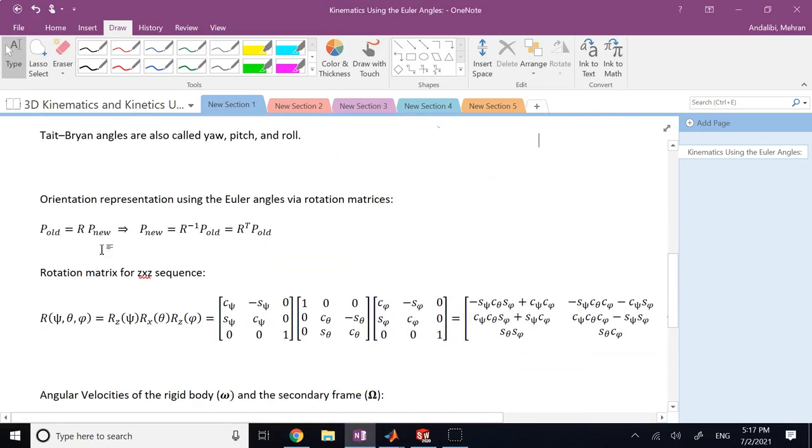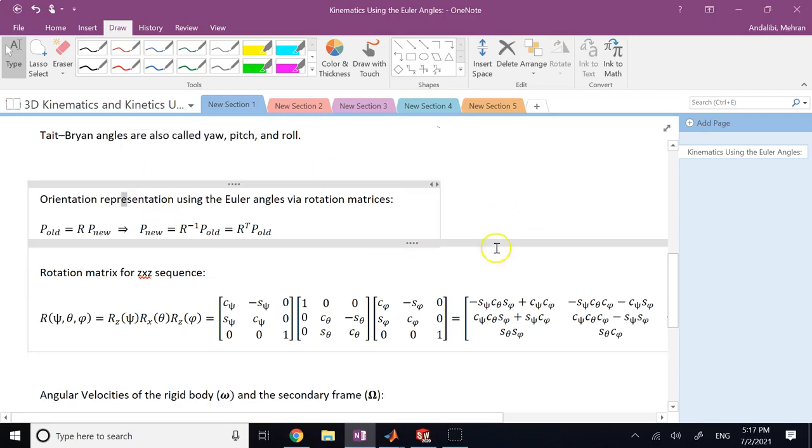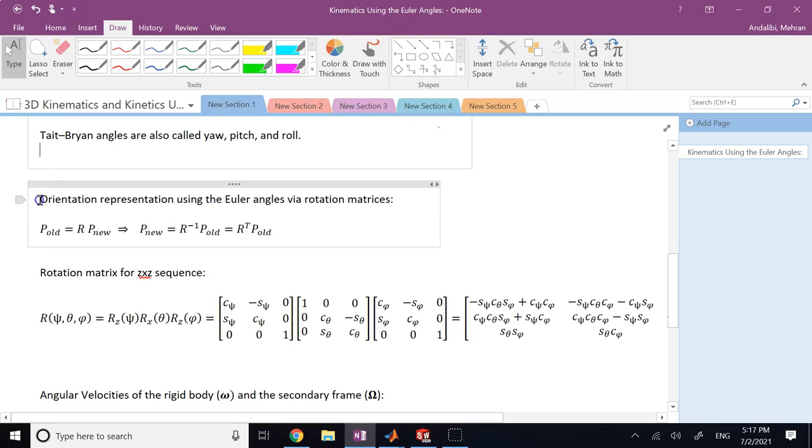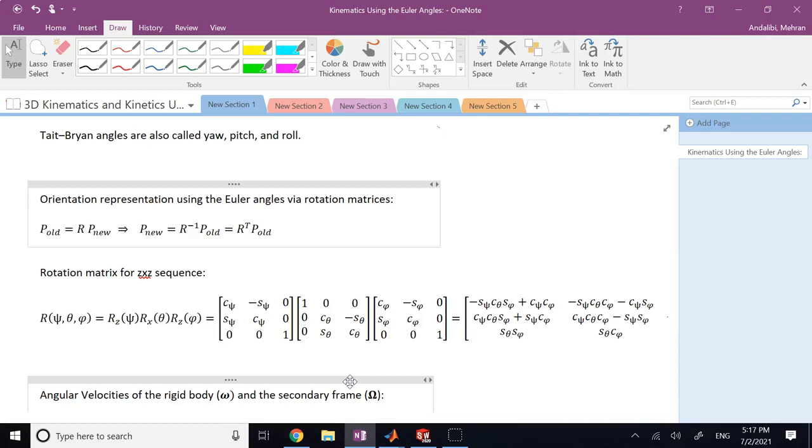Okay, so now how did I do that? Let me explain it a little bit for you. The way that I did this animation, or this simple graph plot here, is using the idea of a rotation matrix. Okay, what is a rotation matrix? Again, I'm going to make a video and explain the rotation matrices in detail.